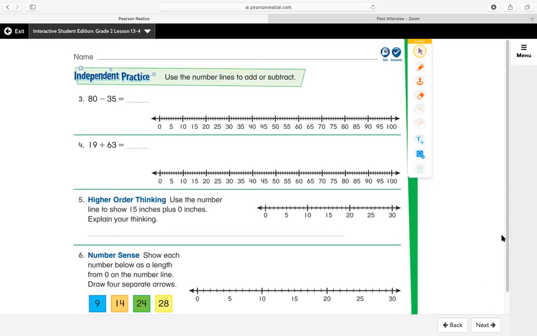You're going to continue doing this. You can see that they've given you number lines of 100s. So you're going to do a little bit of addition and a little bit of subtraction. So make sure you're paying attention to the sign here that they've given you. Or sometimes they use the word plus, which is another way to say that we're going to add.